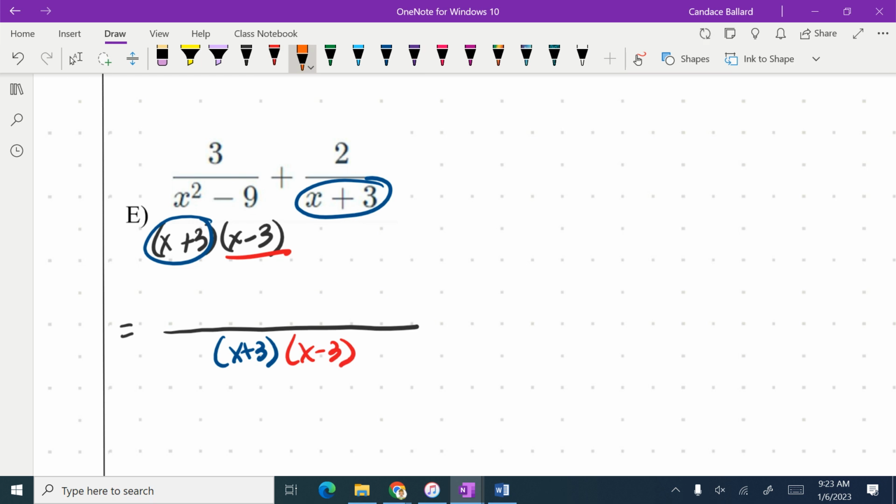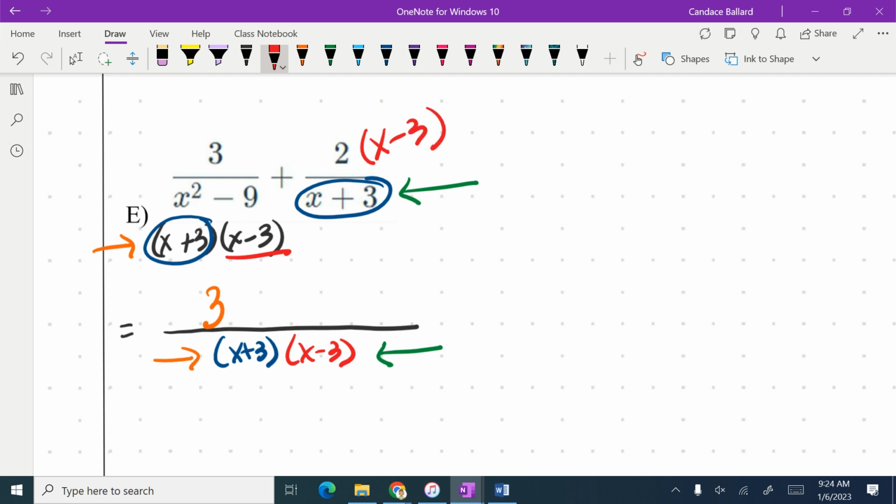Okay, let's take a look. We're going to compare this denominator to our least common denominator. What do you notice? They're the same, right? So do I need to do anything to this fraction? No, I'm just going to write the 3. Compare this denominator to the least common denominator. What's missing? X minus 3. So I'm going to multiply by x minus 3.